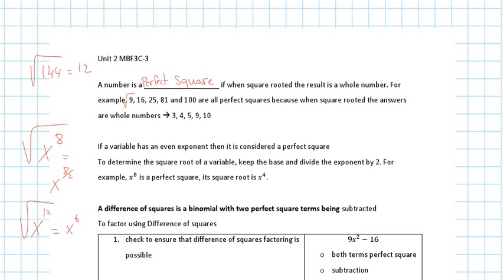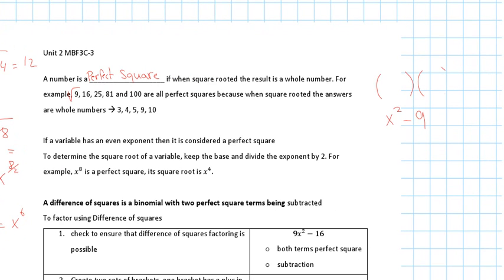X squared minus 9. So that's your answer, x squared minus 9, right? And then what were the 2 binomials that you're multiplying? X minus 3, x plus 3.